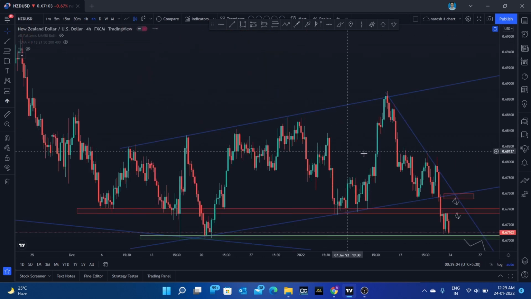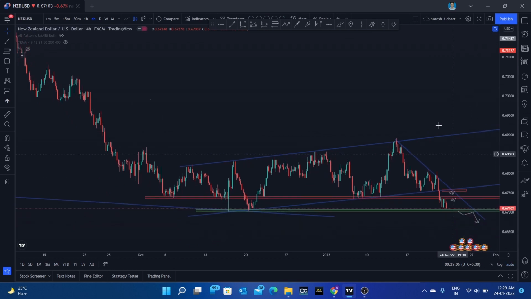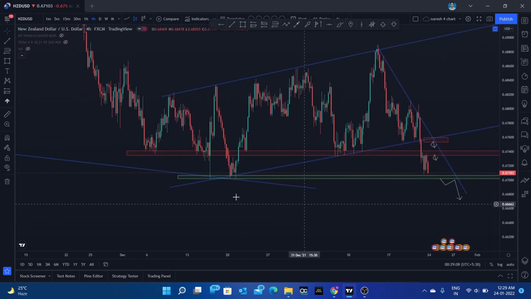And this would be very important, as we can see here, it is a very good support area. So be careful in this. Make this your first target, and if you're entering here, make this your first target, and take your partial profit here.